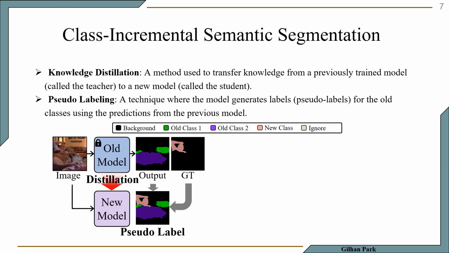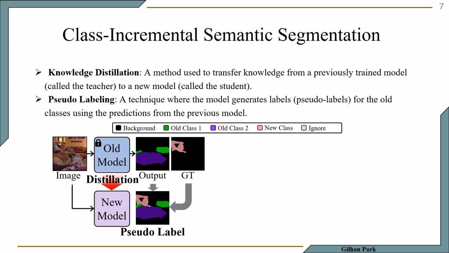In class incremental semantic segmentation, the challenge is learning new classes while keeping old knowledge without using old labels. Two key techniques to handle this are knowledge distillation and pseudo-labeling. Knowledge distillation is a method used to transfer knowledge from the previously trained model to the new model. This approach is widely used in continual learning to help the student model retain information about old classes while learning new ones.